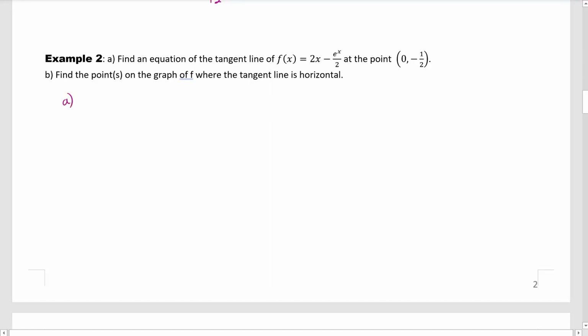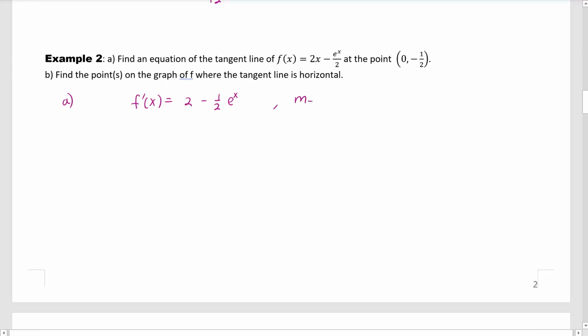We want to find the tangent line, so we need to know the slope. Okay, so what is m tangent? So first of all, instead of finding m tangent, we should find the derivative, okay? So the derivative: derivative of 2x is 2, and then minus 1/2 stay here. Derivative of e to the x is e to the x. So this is the derivative.